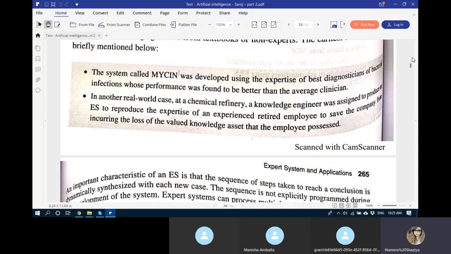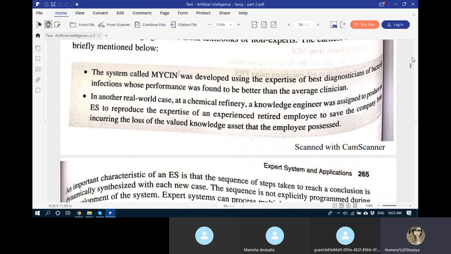And surprisingly, MYCIN performed better than an average clinician, an average doctor. The number of positive cases that the doctor identified is less than the positive cases identified by MYCIN. So although MYCIN is a computer program, it performed better than an average clinician.